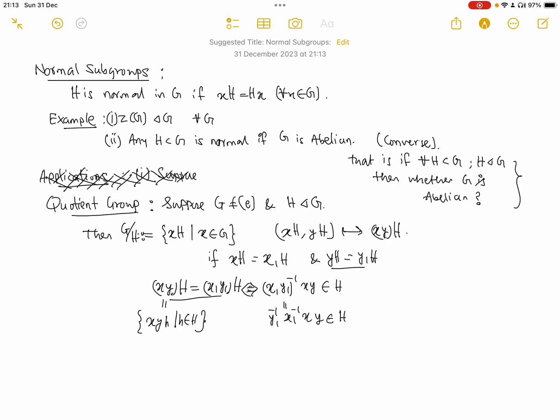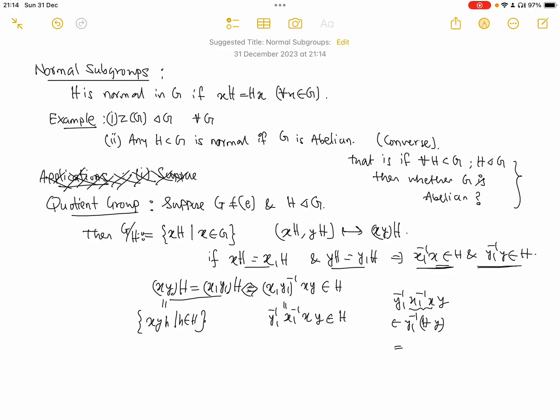Now let's see if we can do it. Because we have these two are the same, this means x1 inverse x is in H, and also y1 inverse y is in H. That is what we have so far. So we start with this element, and we'll try to use these two relations. Now this thing belongs to H, because of this, so we have y1 inverse hy.